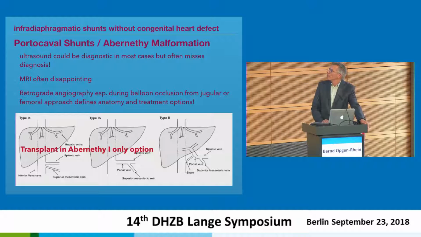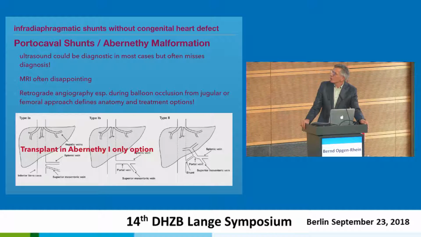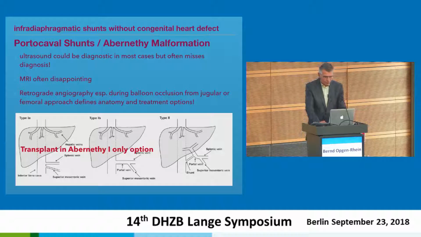To explain a little bit about the Abernethy malformation, I have this scheme here. So we see type 1 and type 2. In type 1, we don't have any interventional option because there is no connection of the portal vein to the intrahepatic portal veins. They are definitely absent, so transplant is the only treatment option. For us, it's really interesting to work with the type 2 Abernethy syndrome, where we have different connections.